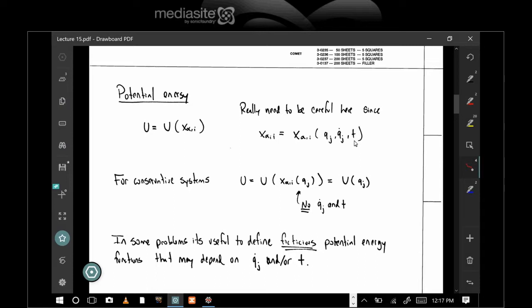Now, for conservative systems, U is just going to be a function of q by itself, no time or velocity. Now, things get even more complicated. In the end, we may define a fictitious potential energy that might depend on speed. It might depend on time as well. Okay, we'll see problems like that.